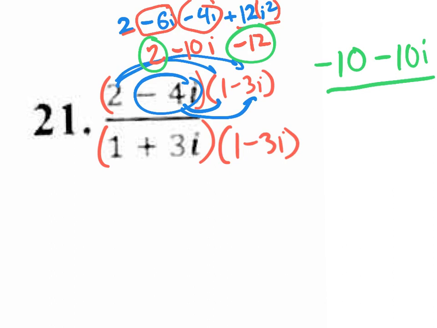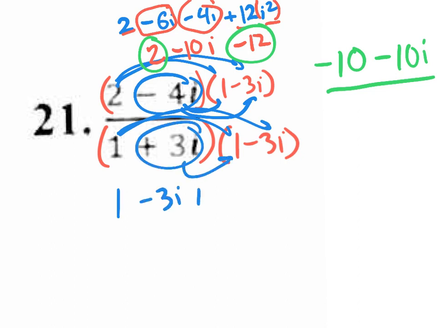Let's figure out what's on the bottom. Again, it's a lot of work. 1 times 1 is 1. 1 times negative 3i is negative 3i. Positive 3i times 1 is a positive 3i. Those are going to cancel. Positive 3i times a negative 3i is a negative 9i squared. And again, i squared should always be replaced with a negative 1. So what do I really have?